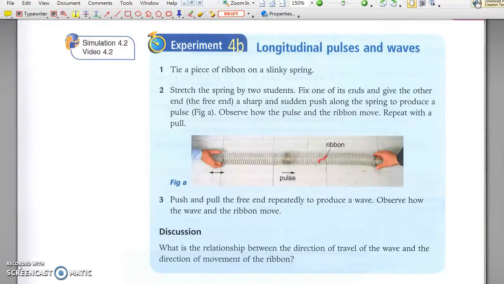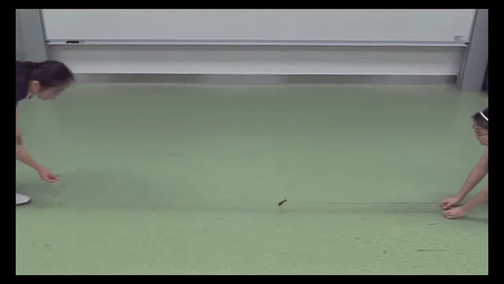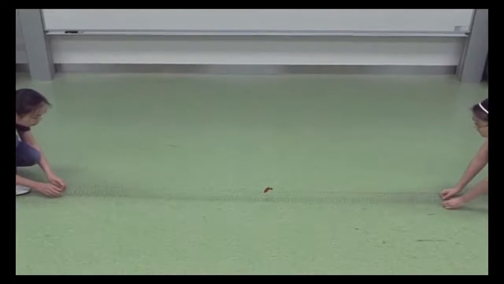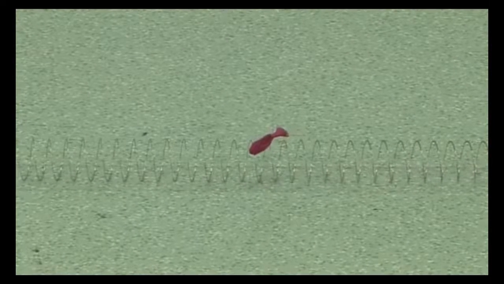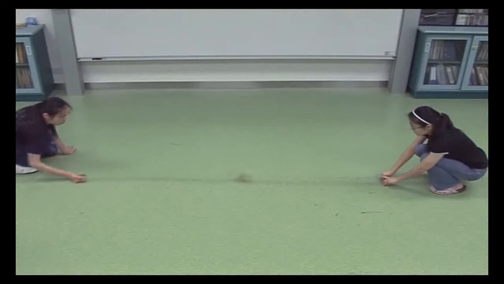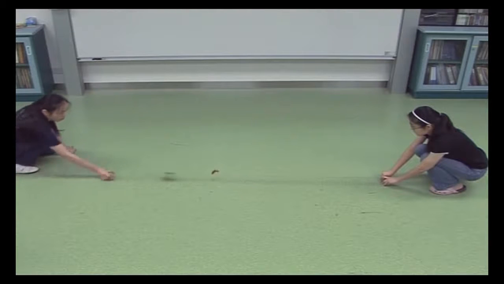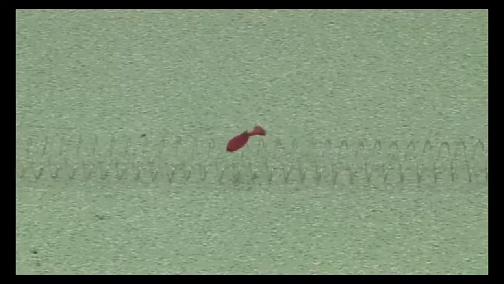Using the same slinky spring, the following experiment shows the vibration and traveling of longitudinal waves. Lie a slinky spring on the floor and stretch it. A ribbon is attached to the middle of the spring as a marker. Give a sharp and sudden push to one end of the spring to send a longitudinal pulse across the spring. Observe the motions of the pulse and the ribbon. How do the pulse and the ribbon move?